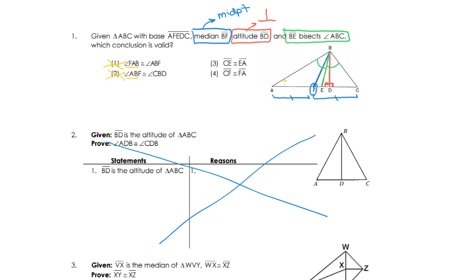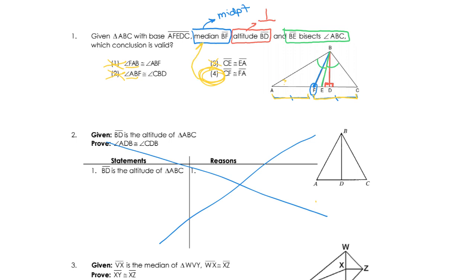So we're going to go to 3. 3 says CE. Do we say anything about CE? No, we said something about CF, but not CE. So I'm going to say that that's probably not our answer. And the last one says CF. And we know that CF, which is this segment here that we bracketed, is going to be congruent to this segment here called AF or FA. And that is correct.